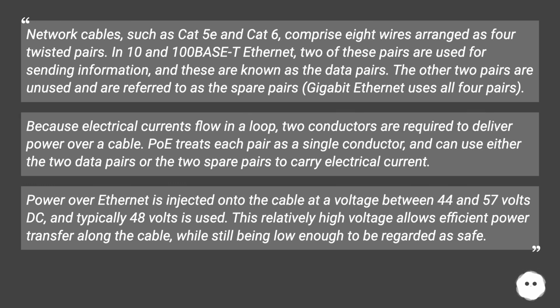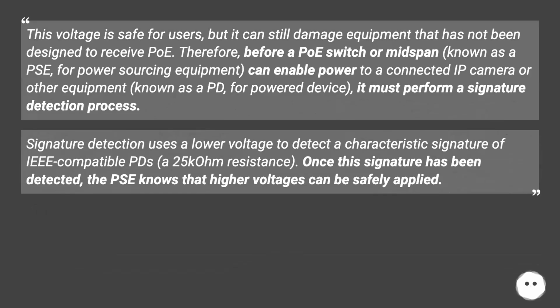Power over Ethernet is injected onto the cable at a voltage between 44 and 57 volts DC, and typically 48 volts is used. This relatively high voltage allows efficient power transfer along the cable, while still being low enough to be regarded as safe. This voltage is safe for users, but it can still damage equipment that has not been designed to receive PoE.